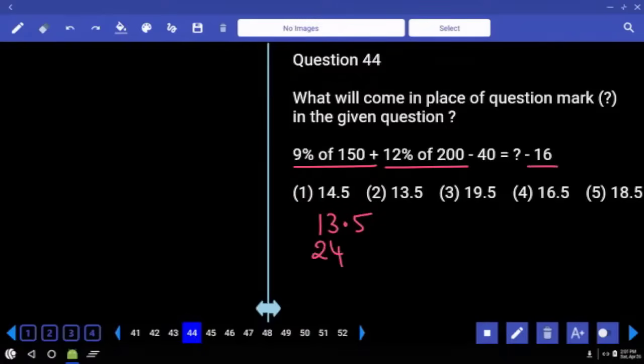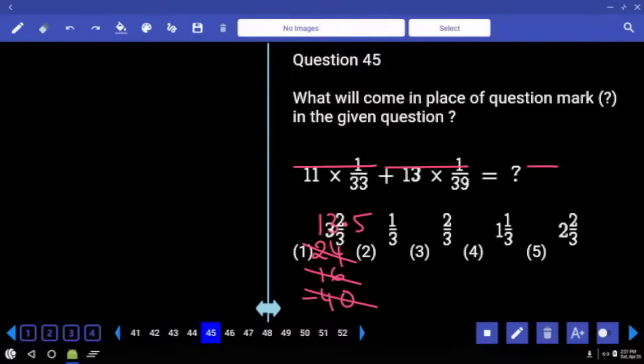Right hand side number minus 16 comes to left hand side, becomes plus 16. Already we have minus 40. 24, 16, 40, 40 gets cancelled. Answer 13.5.